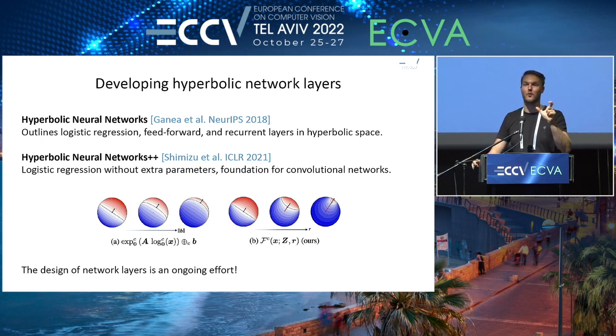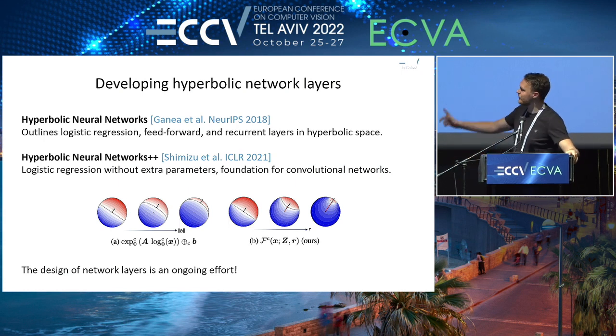For these last two, there were some caveats. For logistic regression, you need more parameters than you would have for logistic regression in Euclidean space. And for the feed-forward, they did the same trick as the graph layers: you go back to Euclidean space, do your normal feed-forward, and then go back to hyperbolic space. Last year, there was a paper, clearly inspired by that, the ++ version of hyperbolic neural networks, that showed you can do logistic regression in hyperbolic space with the same number of parameters as Euclidean logistic regression. They also provided the foundation, although not an implementation yet, of how to do convolutions in hyperbolic space, which is of course what we very much care about.